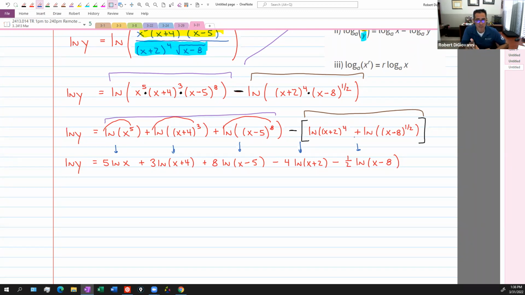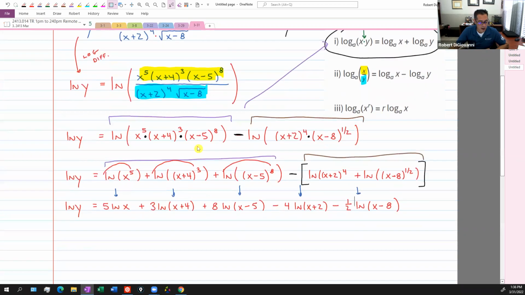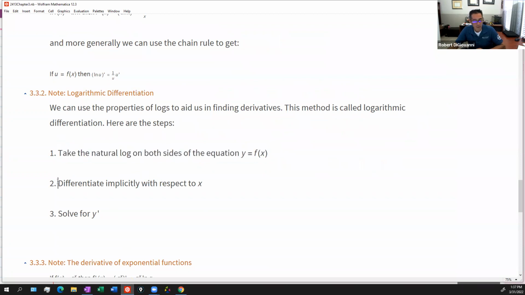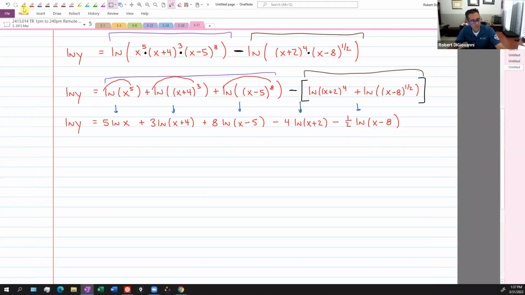But there's a problem. We want to know what y prime is, and we no longer have y. We don't have y equals this. We have natural log of y equals this. So the next step: after we cleaned it up, we are going to differentiate implicitly with respect to x, which means we differentiate both sides of the equation, treating x as the independent variable. We've done this before with related rates. So I'm going to take the derivative with respect to x on both sides.